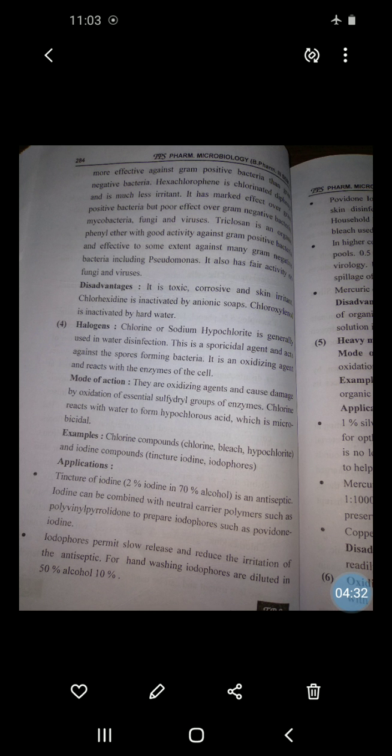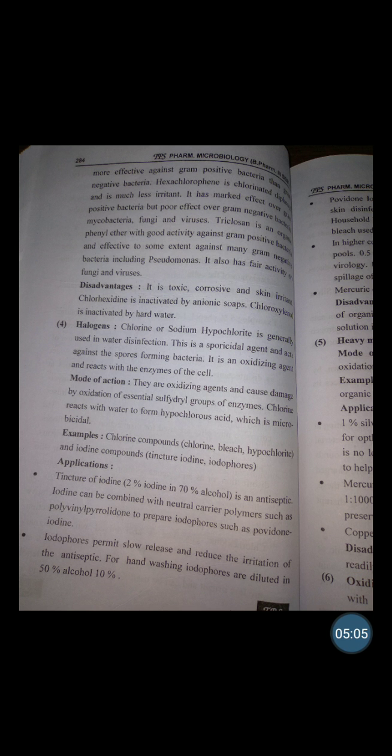For example, mercurochrome and merthiolate. Then we will see the applications of these heavy metals. A 1% silver nitrate solution can be applied on the eyes as a treatment of ophthalmia neonatorum, that is Credé's method. This procedure is no longer followed. Silver sulfadiazine is used topically to help prevent colonization and infection of burn tissues.